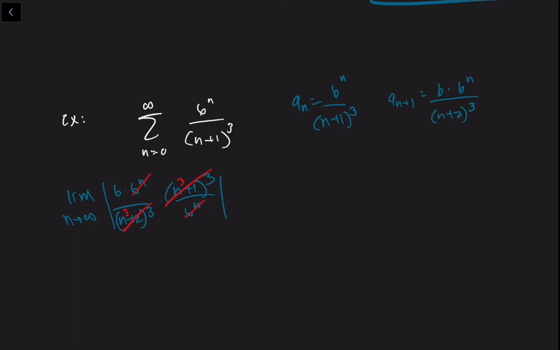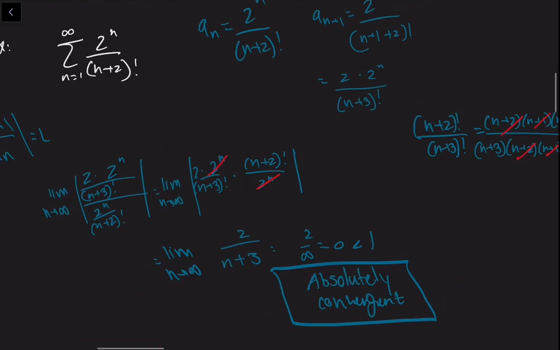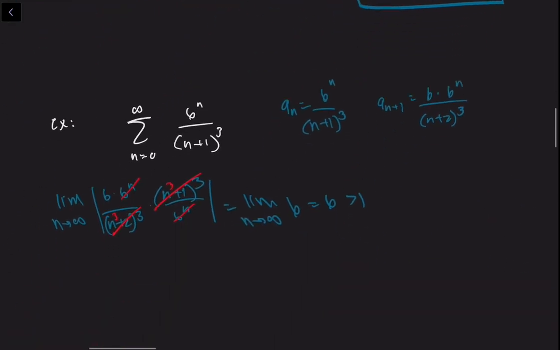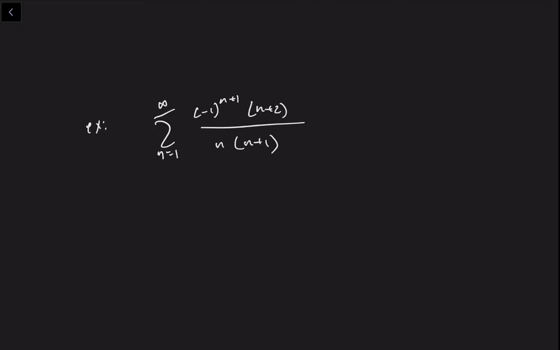So let's look at what's left. All we have left is that 6. The limit as n approaches infinity of 6 is just equal to 6. 6 is greater than 1. So what do we say happens? When the limit is greater than 1, the series is said to diverge. So this is the ratio test in action. It's pretty cool.